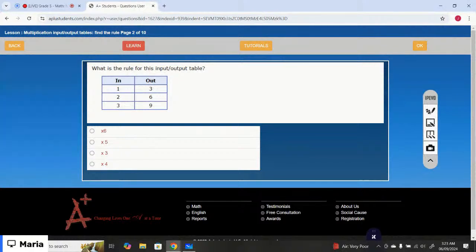Yes, again that is 3, right? The rule is 3. Option number 3 is the correct option. The multiplication rule is 3. You have to multiply them by 3, right?